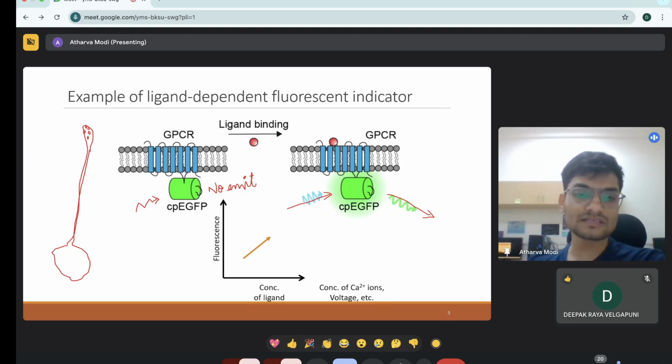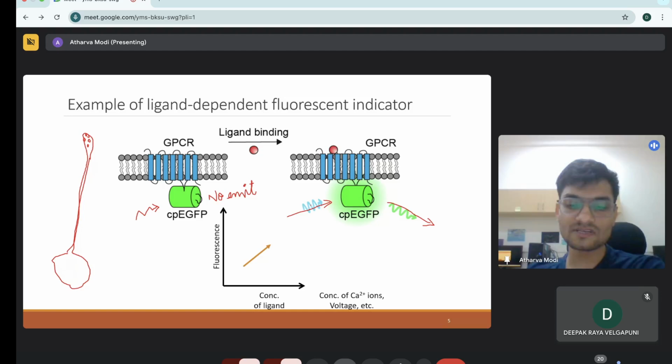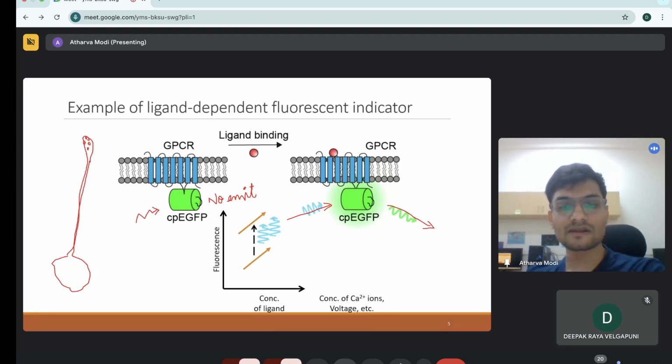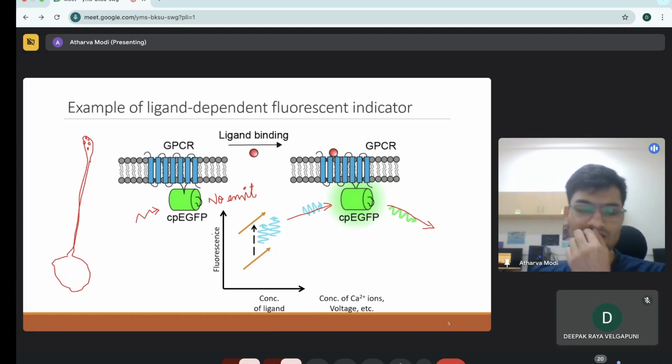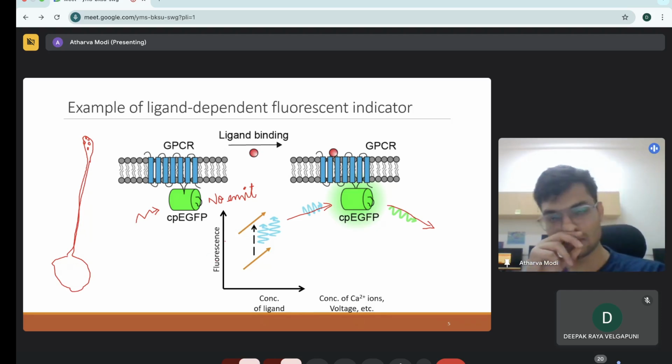So the fluorescence is also a function of light, right? So the more light we shine, the more fluorescence we get. So in general, and this is just a note on this, we don't consider fluorescence as the signal, we consider the change in fluorescence as signal.